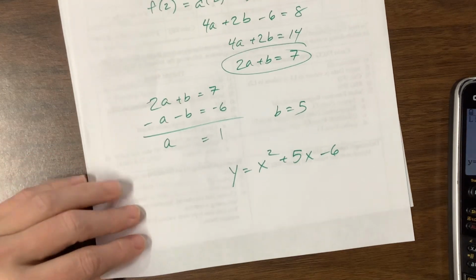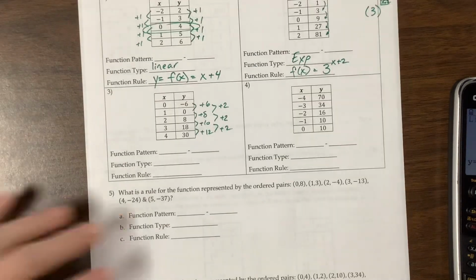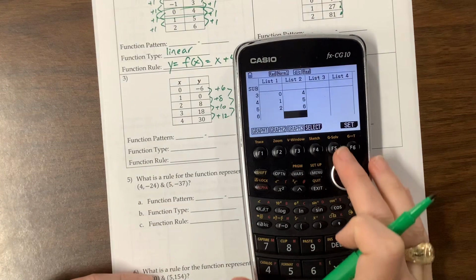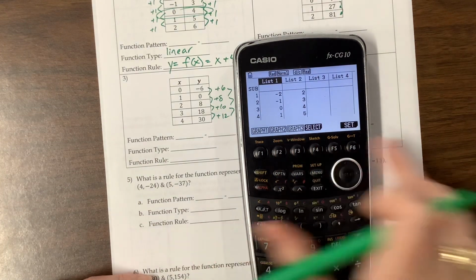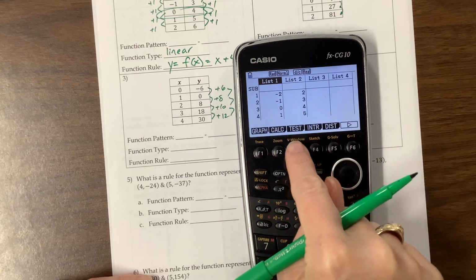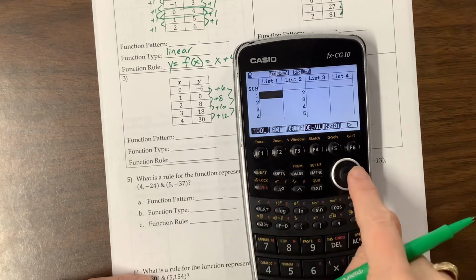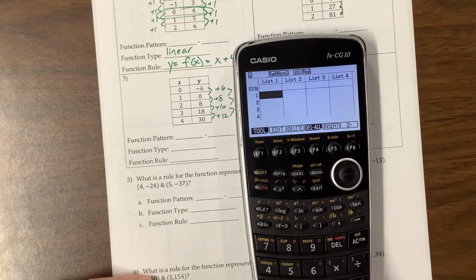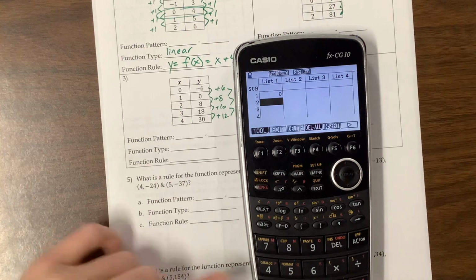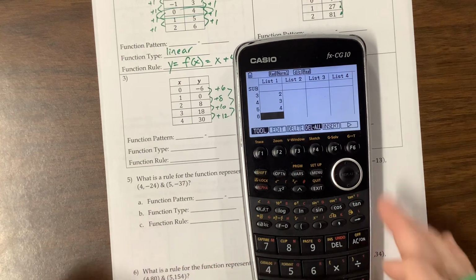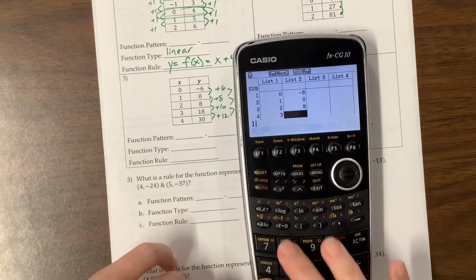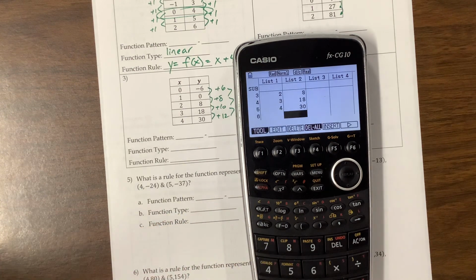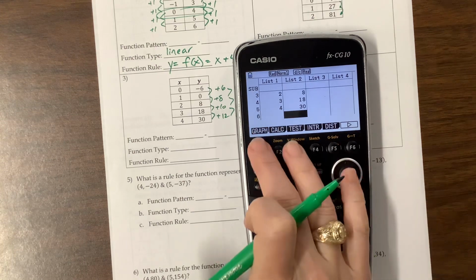Okay, now that was a little ridiculous. Let's let the calculator help us. So I come back here. I still have good x values. Nope, that's wrong. So I don't have good x values. I'm going to come up here and hit delete. So delete all, that list, and then I can come over here and delete all, and now I have a clean slate to work with. And I want 0 to 4 in my x values. And I want -6, 0, 8, 18, and 30 in my y values. And I can graph that.